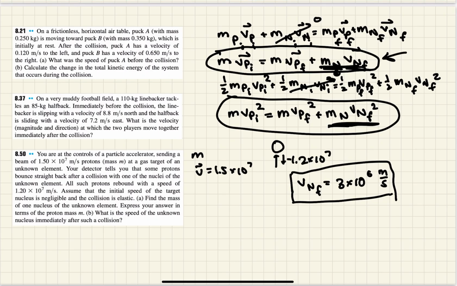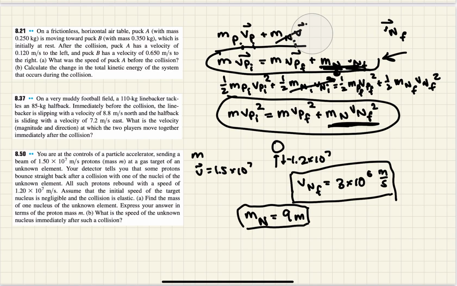For the mass, you just have to plug this velocity back into this equation, for example, and everything else is a number except for M, which we leave as M, and we just solve for Mn. And if you were to solve for Mn, you would just get 9M. Very nice numbers here. So yeah, that would be your answer for this last problem here.